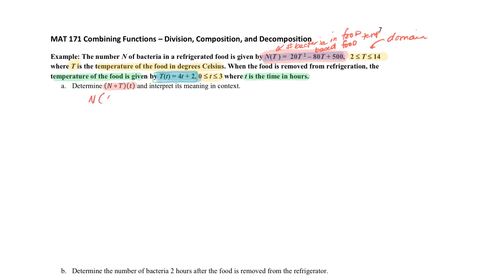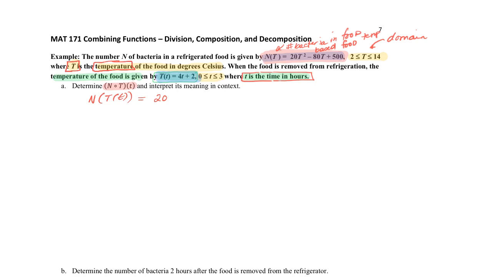So this is N of T of T. Remember, capital T is temperature. Lowercase t is time in hours. So that's why it's so important to keep these straight. So N composed with T of T. We're going to start with our formula for N, which was 20T squared minus 80T plus 500. But everywhere there's a capital T, I'm going to replace it with my T of t formula.